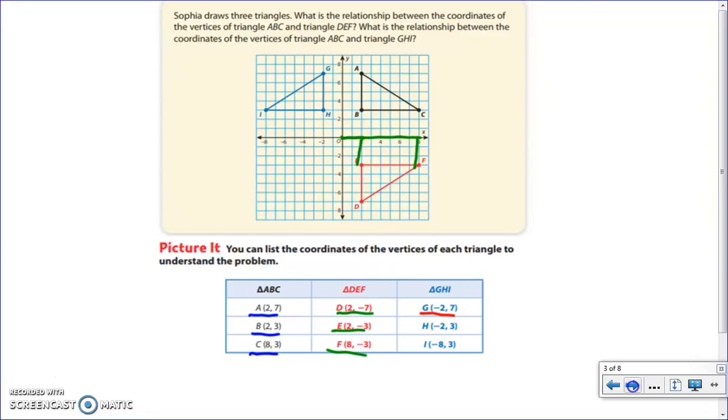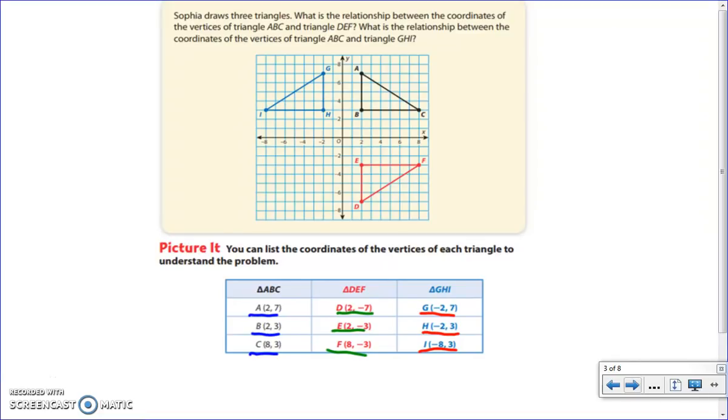And then finally we have triangle GHI. G is at negative 2, 7. So back 2, up 7. H is negative 2, 3. So back 2, up 3. And I is negative 8, 3. Okay, and so we just labeled where each of these coordinates is, what its actual coordinate position is.